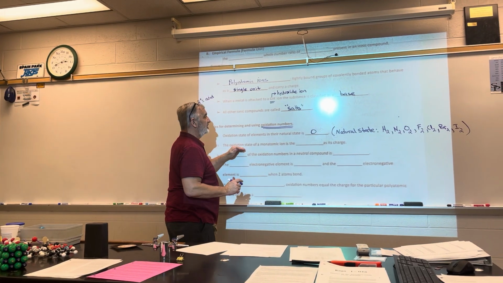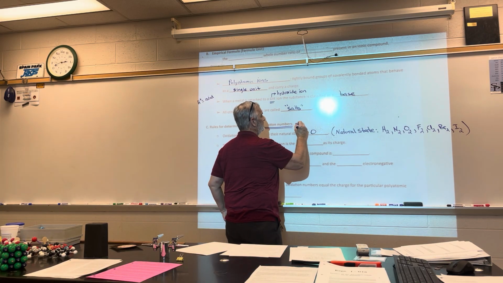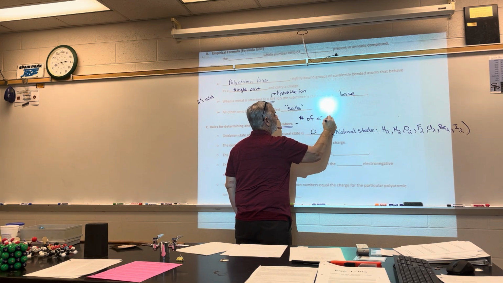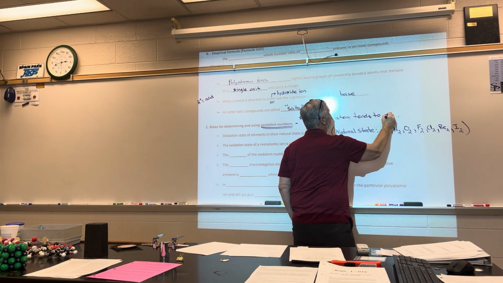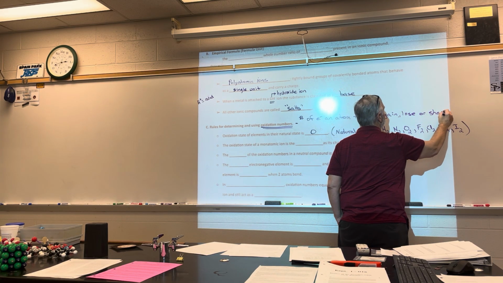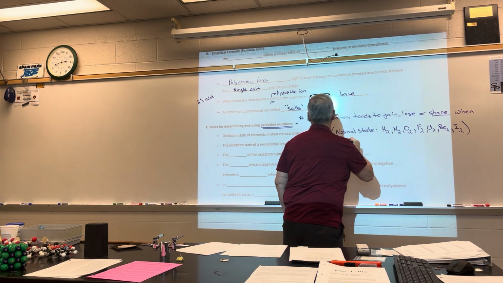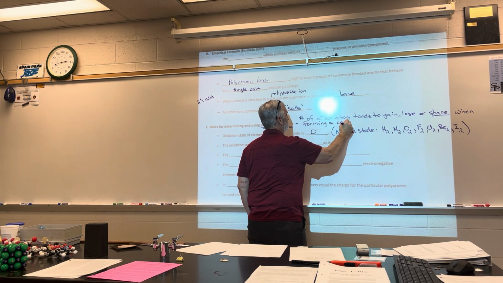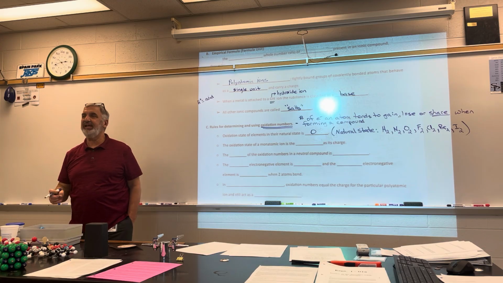Now, oxidation state. I'm going to go ahead and just define this up here. We already did it, but it's the number of electrons an atom tends to gain, lose, or share. This is going to be the key thing, sharing, that we're going to focus on when forming a compound. How much do they tend to gain, lose, or share?